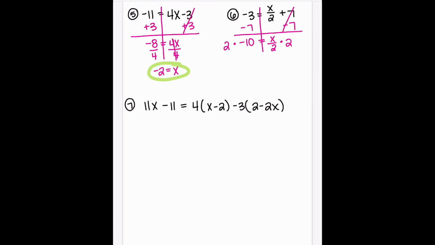So division by 2 and multiplication by 2 cancel each other out. And we have negative 10 times 2, or 2 times negative 10, which is negative 20, equals x.